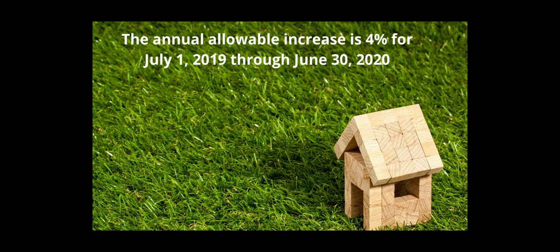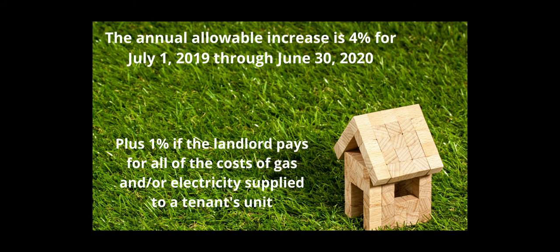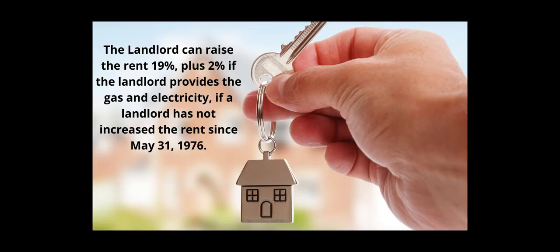Then if you as a landlord are paying for gas or electricity, an additional percent is allowable. But there is additional percentage. For example, you can increase 19% plus 2% if the landlord provides the gas and electricity for a rental unit which has not had a rent increase since May 31st, 1976. If you have a record and can prove that there was no increase since 1976, then you can increase 19%.